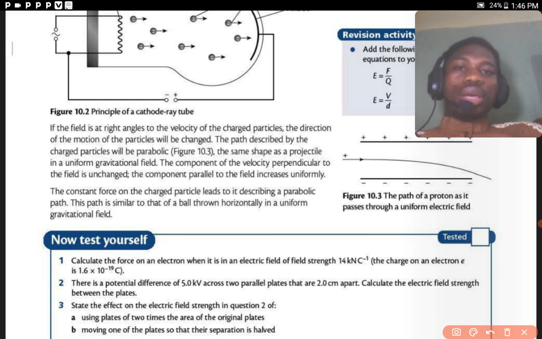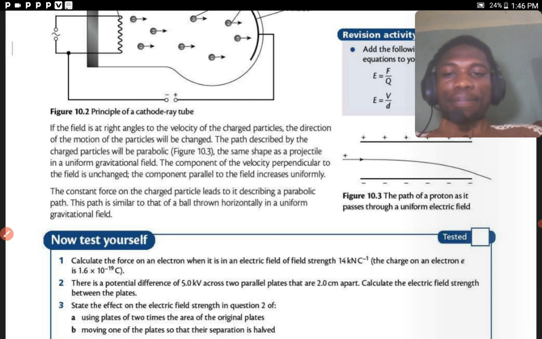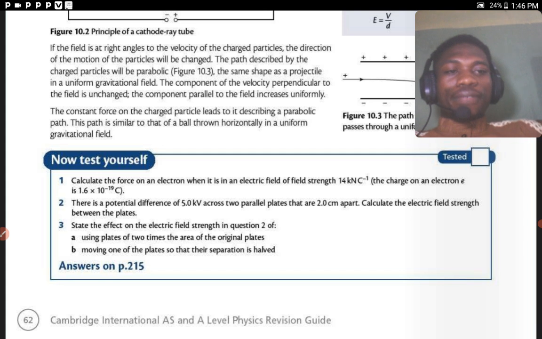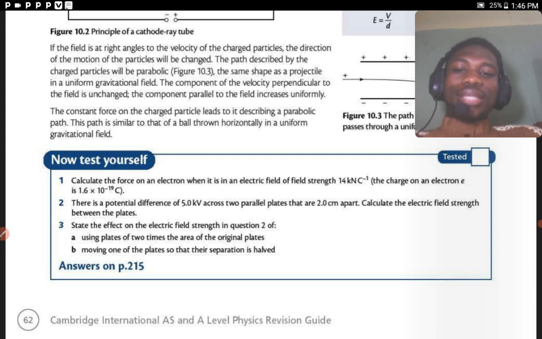Ladies and gentlemen, I will leave you at this level with some exercises and questions. Now test yourself. I will give you some time to watch your screen, copy the questions, and then answer them and submit either in the comment section or in the designated forum.